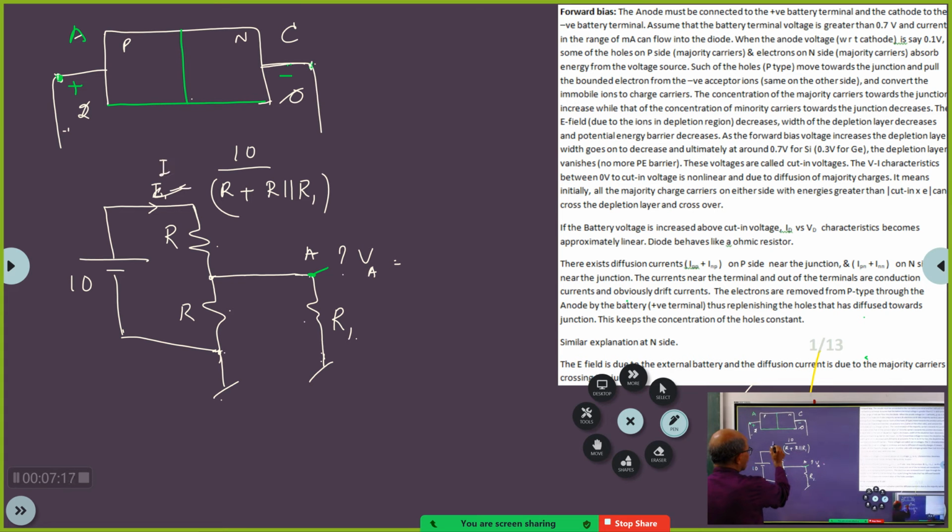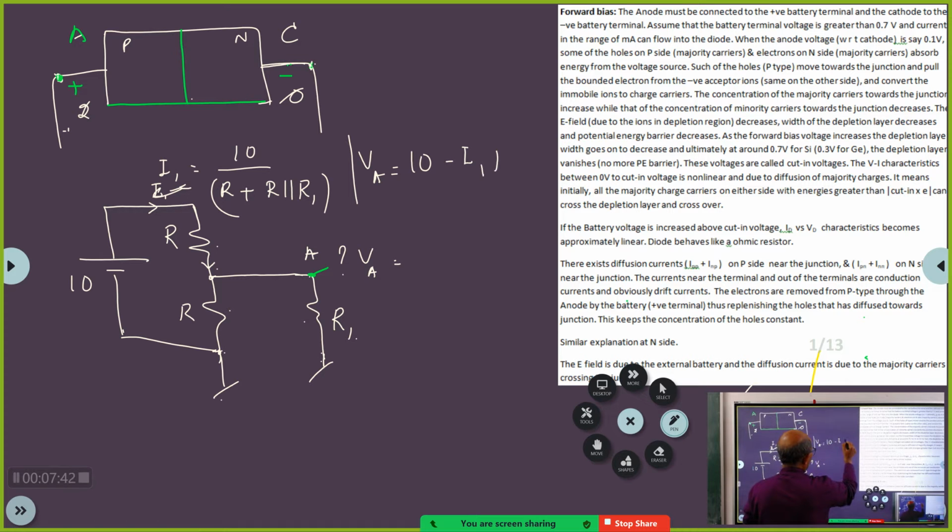This is the current I1 that is flowing here. Okay? Now, if this current is I1, then what will be this voltage VA? It will be 10 volts minus the drop across the other resistor. So, therefore, VA is equal to 10 volts minus I1 into R. That is the drop across this. Understood, students? Okay? So like that you have to calculate.